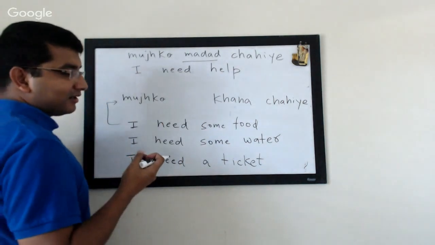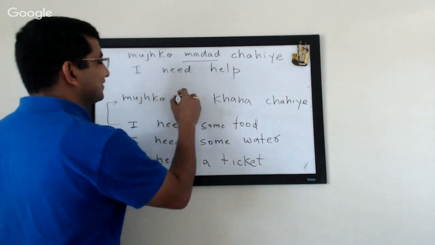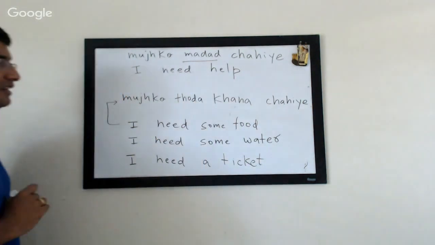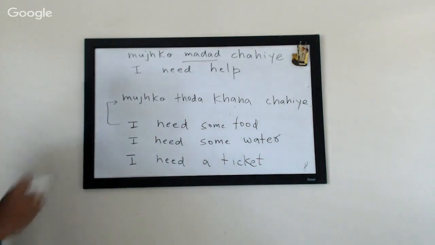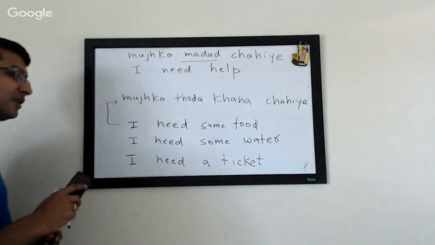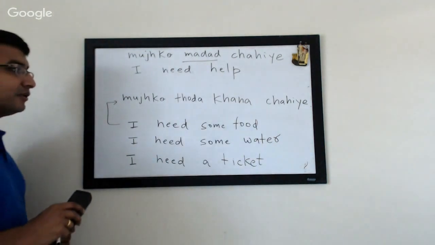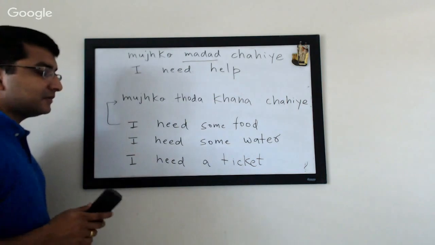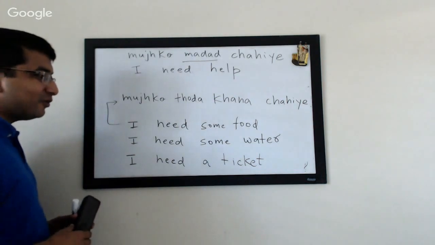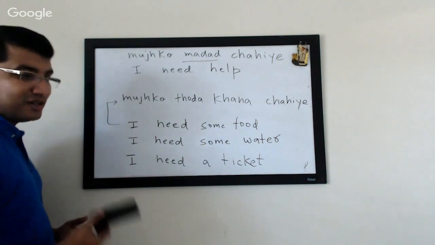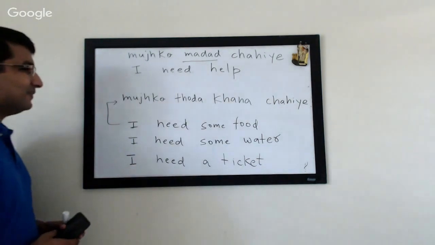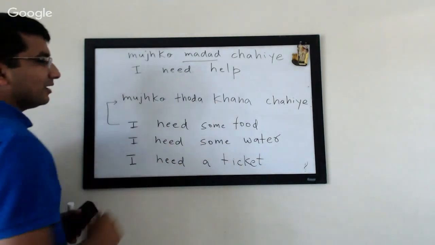When I say I need some food, mujhko a little, थोड़ा. Very very good. मुझको थोड़ा खाना चाहिए. Depending upon how you're using it, if you say मुझको थोड़ा खाना चाहिए, it can imply two things. One is that I need some food. The other would be I should eat little because I already ate a lot. You see what I mean? मुझको थोड़ा खाना चाहिए.